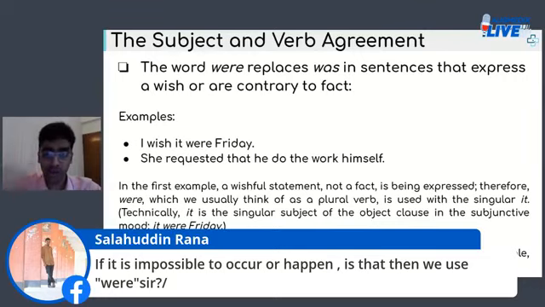So we say, if I were you, I would do differently. If he were here, he would do it differently. So that imaginary he can never be here because that's just not possible for some reason. So instead of saying if he was here, we would say if he were here. Okay? All right. I hope the query is cleared.